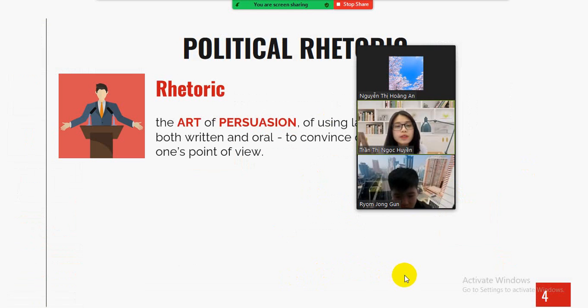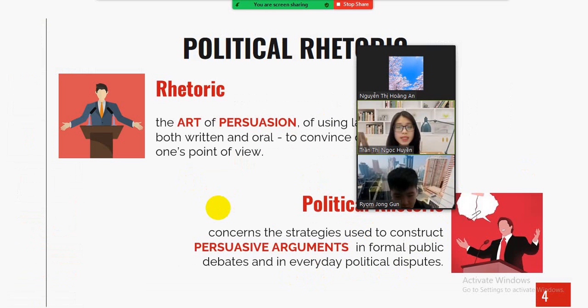So, political rhetoric concerns the strategies used to construct persuasive arguments in formal public debate and in every political dispute. In the classical period, political oratory required a loud voice and formal gesture as orators spoke in person to mass audiences. In the modern world, political oratory is typically mediated to a digital audience by textual or electronic means of communication, according to Van Zonen in 2005.